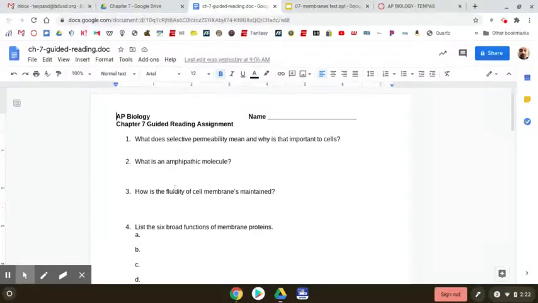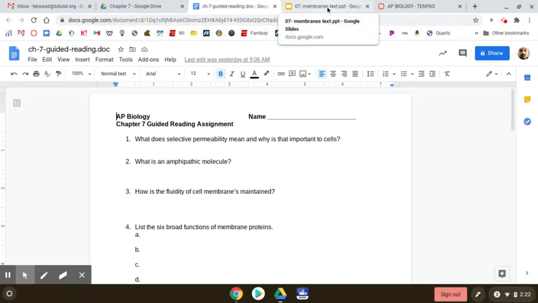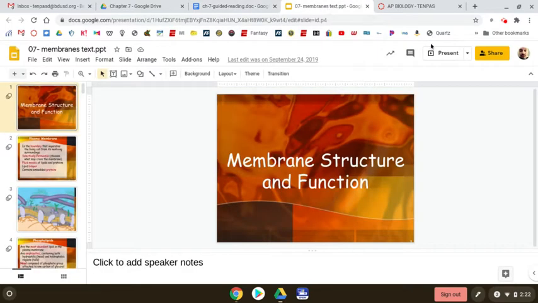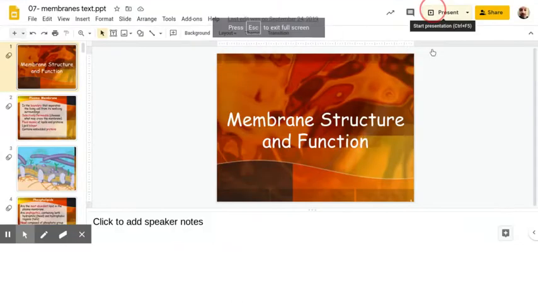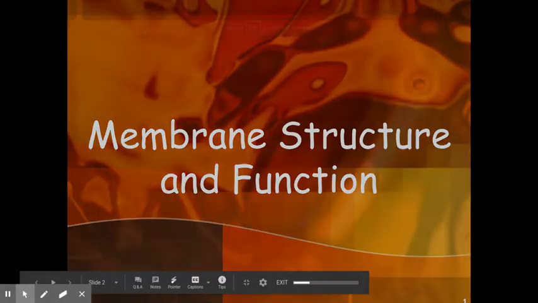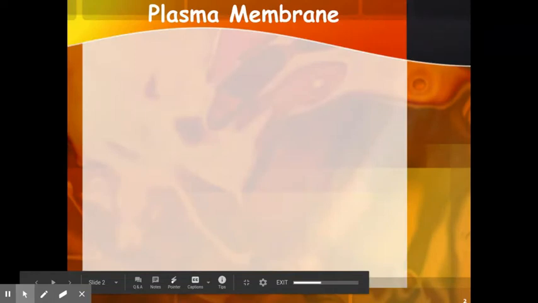I want to encourage you to have your Chapter 7 reading guide out while I go through this. You can probably get most of that, if not all of that, done during this presentation. So I'm here in Chapter 7. This is all about cell membrane and movement across it. Some of this we've talked about already, so some of this I might go pretty quickly.